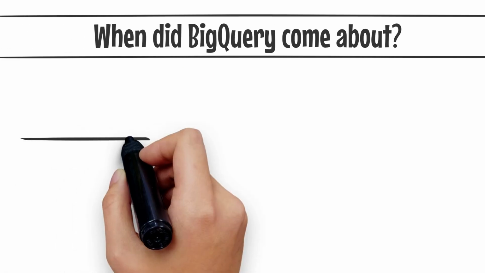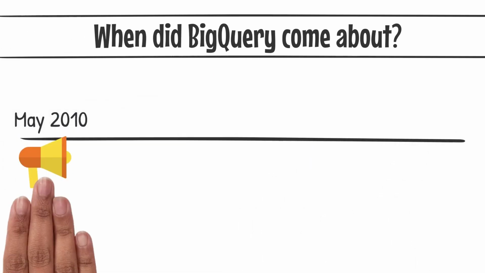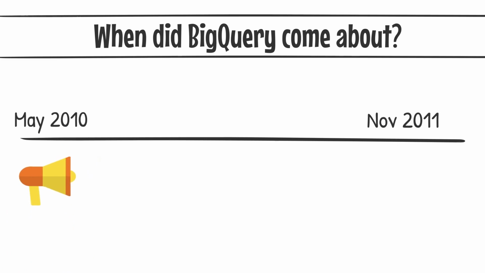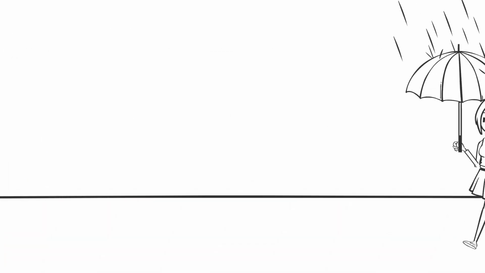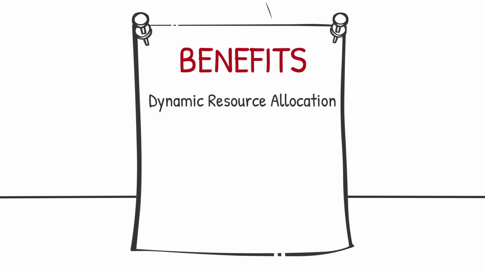When did BigQuery come about? BigQuery was announced in May 2010 and made generally available in November 2011, so it's been around for over a decade. What are some benefits of using BigQuery? There are many, but here are just a few.